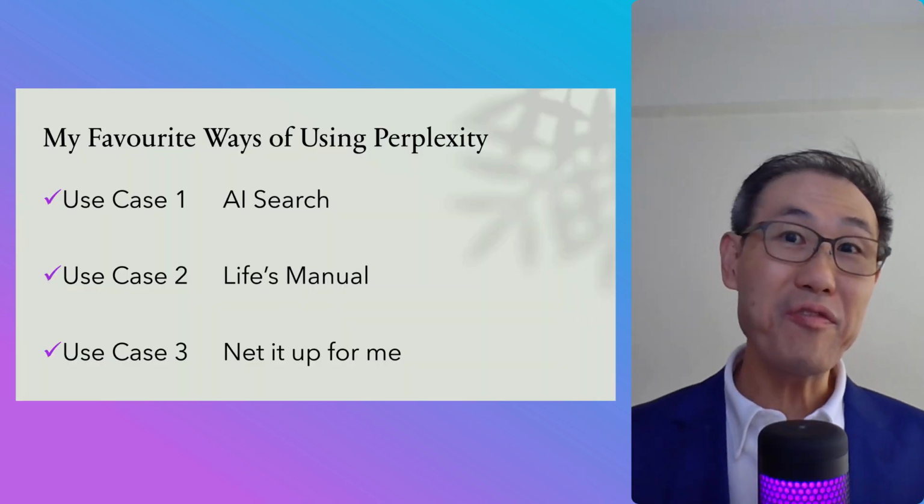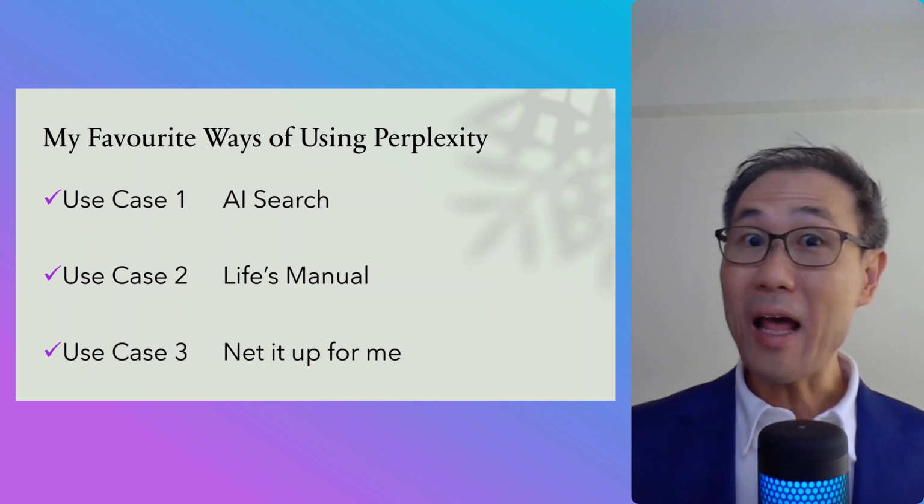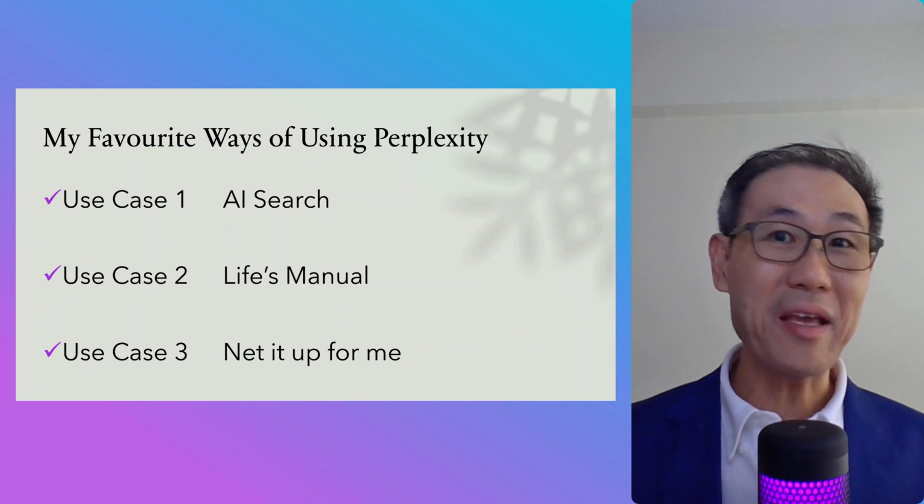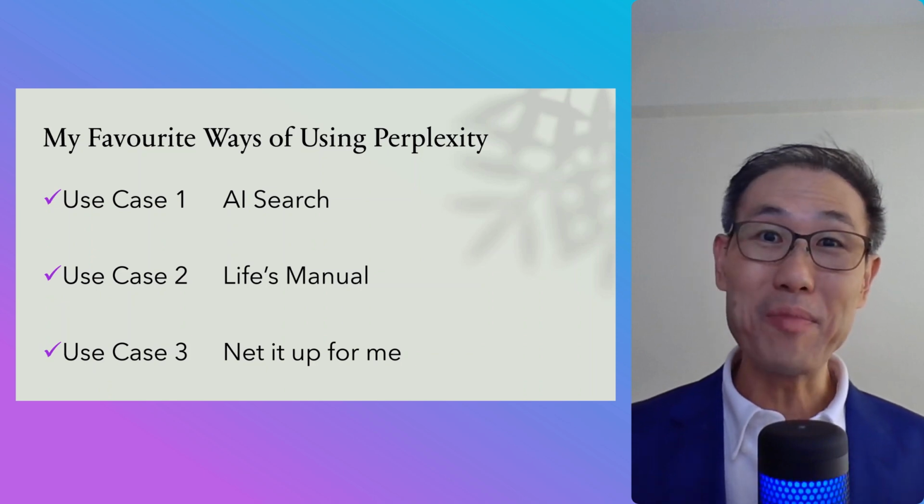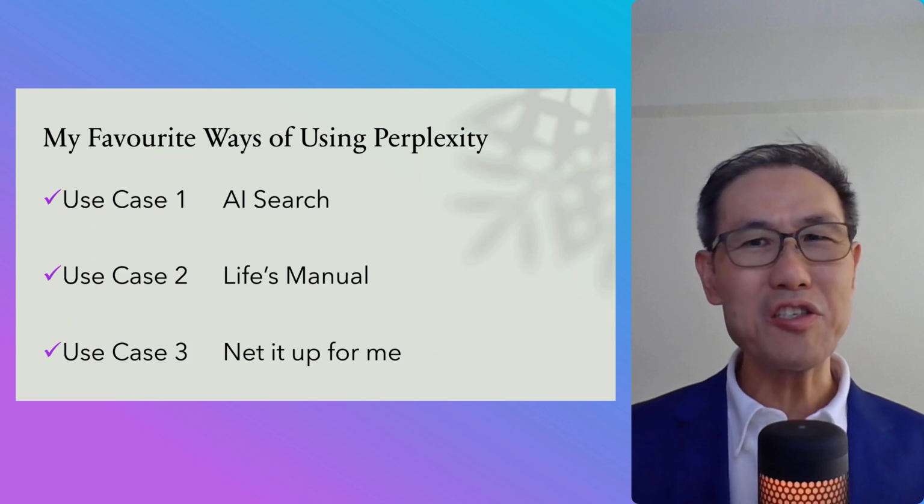And here are the three favorite ways of using it. AI search, pretty smart. Life's manual, step-by-step instructions of so many complicated things. Net it up for me, feed it anything, and it returns just the gist of it.